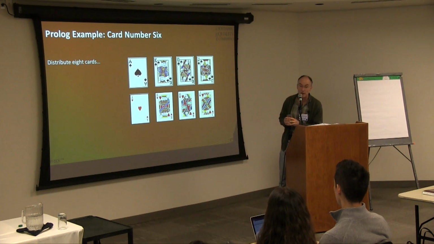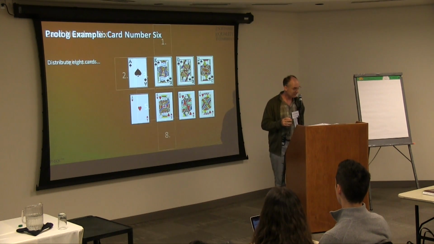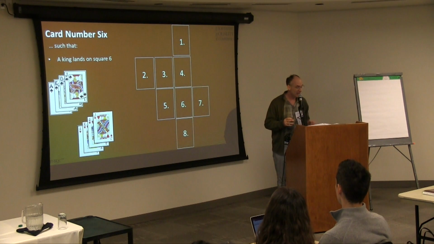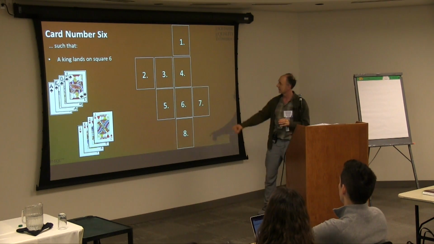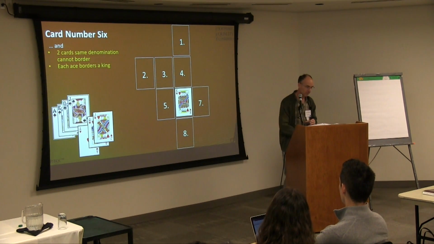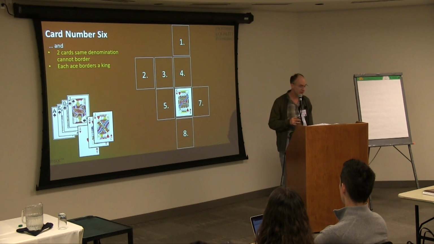We have ace, king, queen, jack of spades, ace, king, queen, jack of hearts across these 8 squares. And the key is we want to make sure that a king lands on square 6. Also, 2 cards of the same denomination cannot border. So 2 kings cannot border, 2 aces, etc.